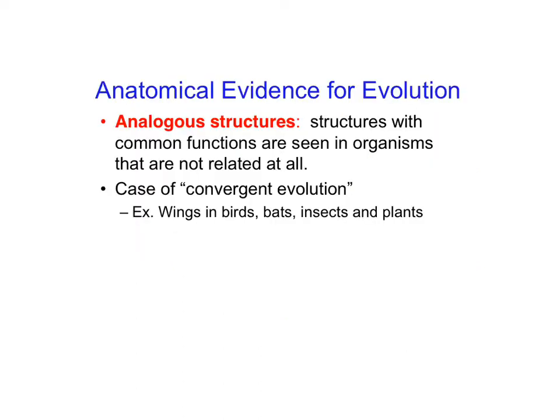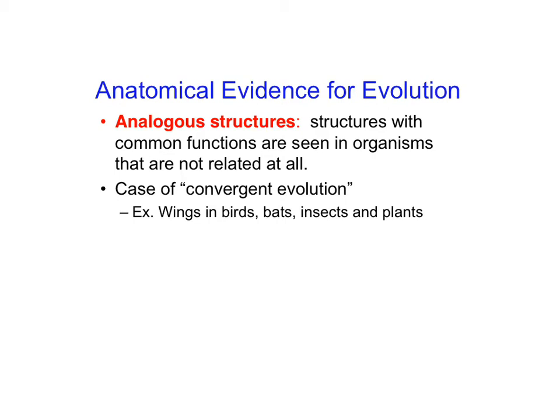Then we have something similar to that, and that is analogous structures. This is another kind of anatomical evidence. Analogous structures are structures that have a common function, and so they look the same, but they're in organisms that aren't related at all. So it's like a common solution based on the environment. We sometimes call this convergent evolution. Okay, evolution has converged. And this is a situation where the environment says, hey, this is the solution. This is what's going to work.